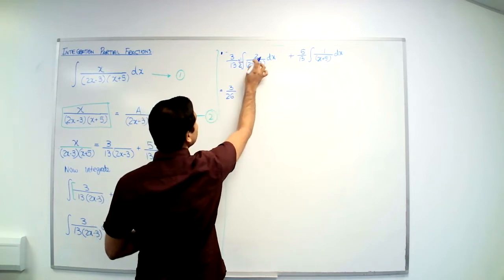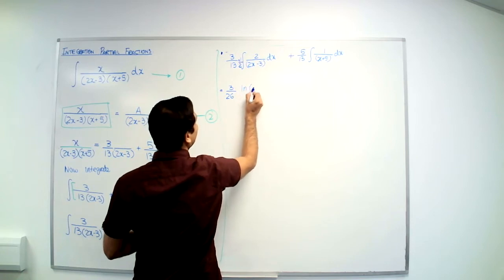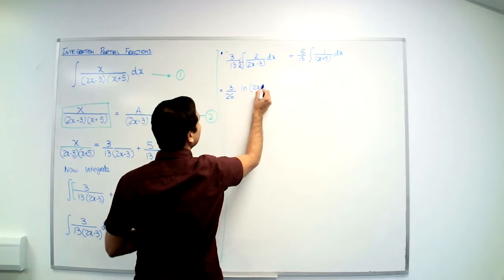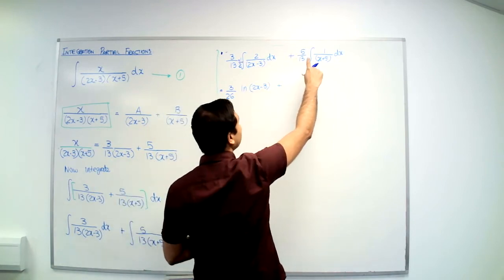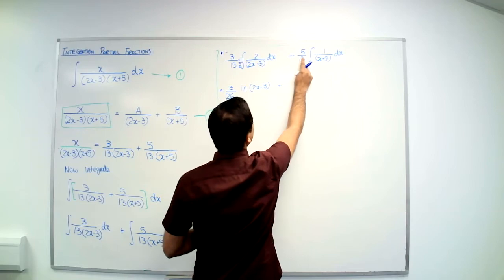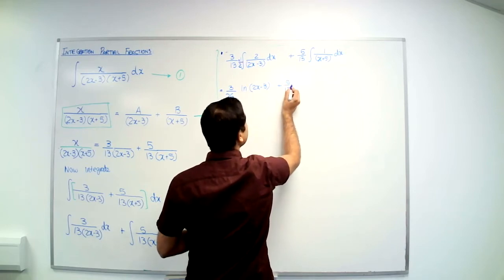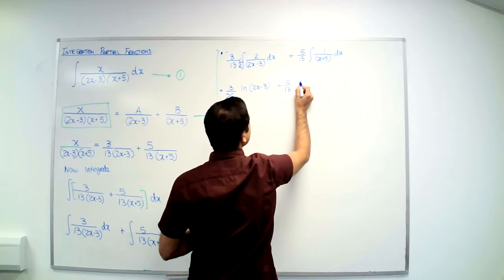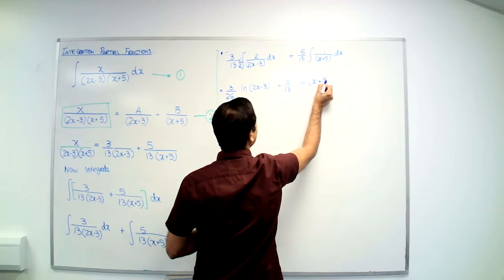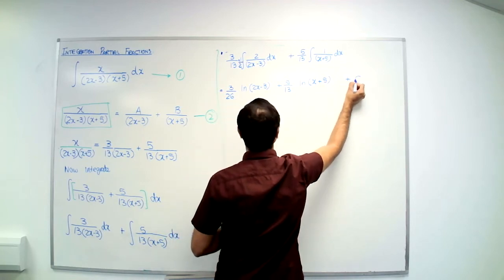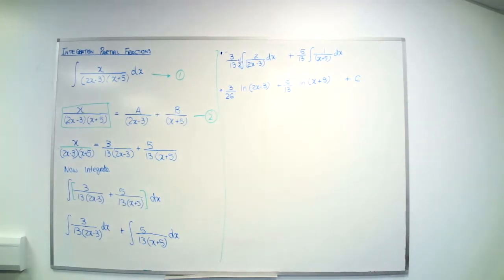And now this one, because the derivative is on top, I can call it ln of 2x minus 3 plus, what about this one? 5 over 13 is as it is. The derivative of this is on top. So that's ln of x plus 5. Do not forget the plus c. Yeah, plus c is important.